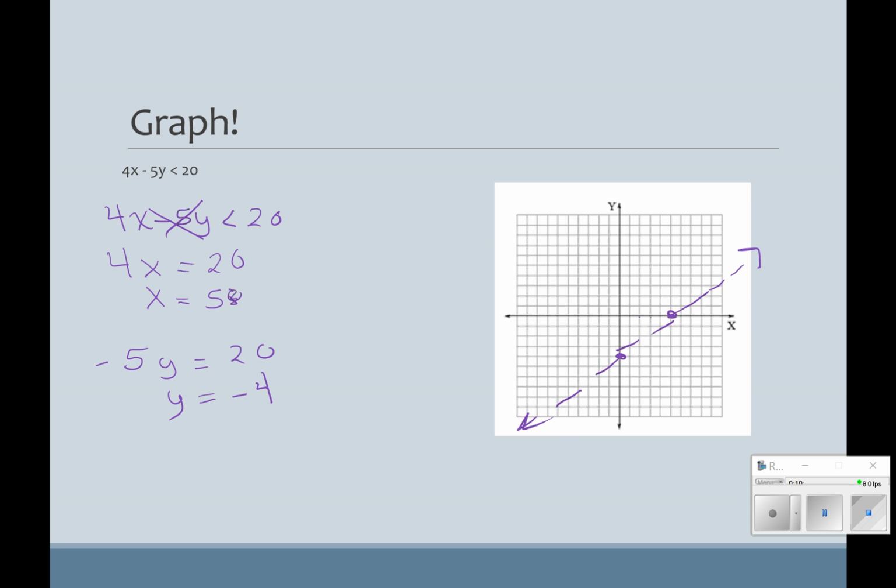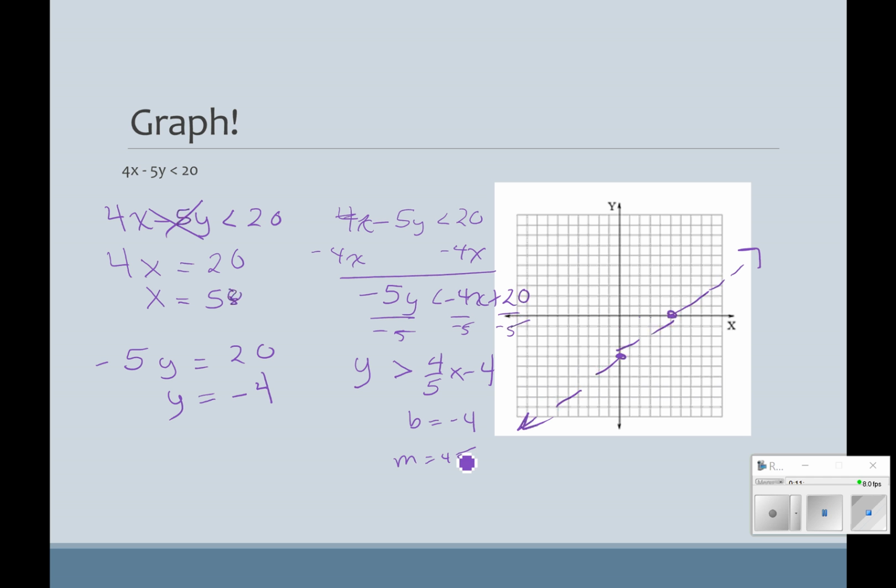I think this is really easy to graph this way, but if you don't like it, you can go ahead and put it into slope-intercept form. But some of you are still making the same mistakes when you do that. So 4x minus 5y is less than 20. If I subtract 4x from both sides, I'm going to get -5y is less than -4x plus 20. If we divide everything by -5, we get y, and we have to flip the inequality symbol, is greater than positive 4/5 x minus 4. So in this case, our y-intercept is -4, and our slope is 4/5. If I go up 4 and over 5, I've got that same point. So 2 different ways to graph. You do whatever one you're comfortable with.